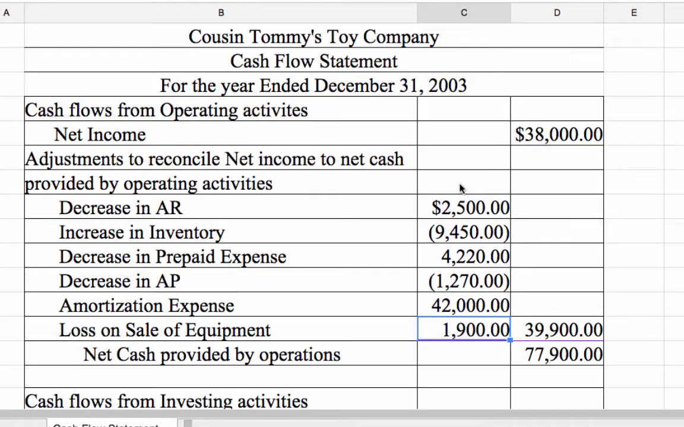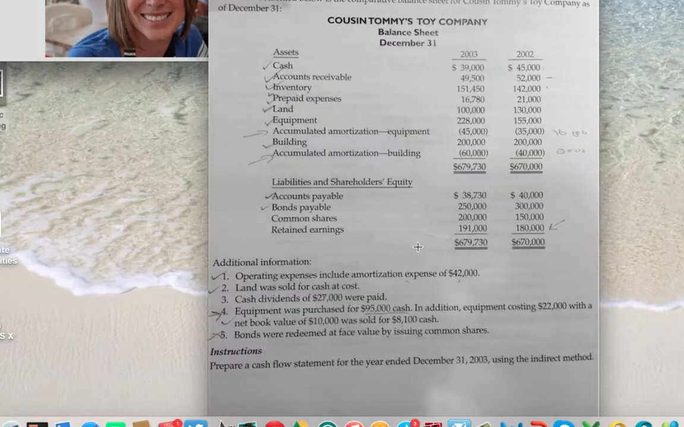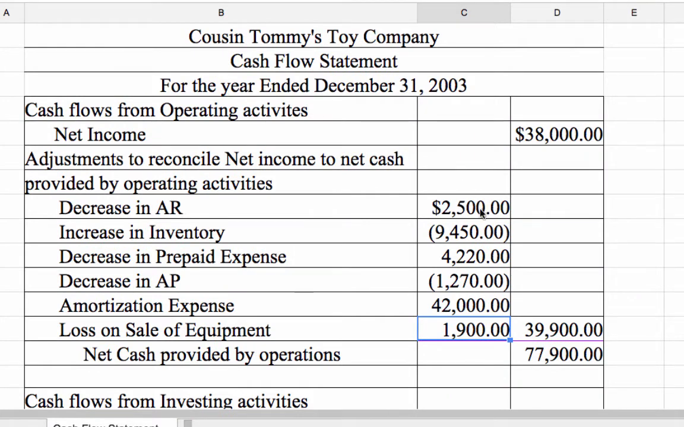Okay, so those are all of the current assets and current liabilities. After this current asset, we have land. So there's no more current assets. And then after the accounts payable, there's no more current liabilities. So we are done at the operating section. So we're going to add this plus this plus this.